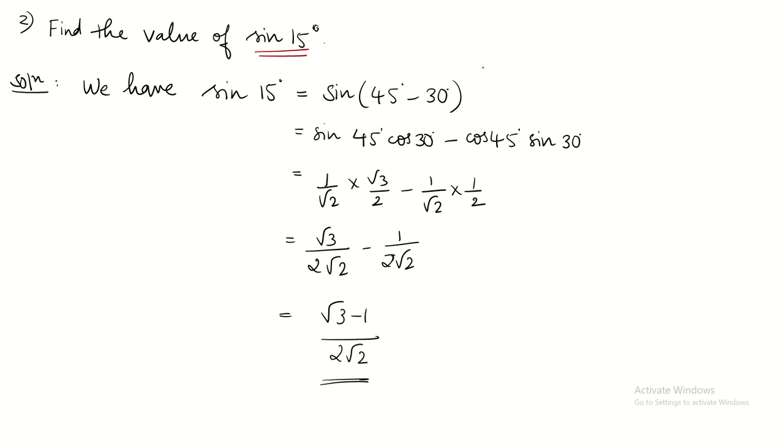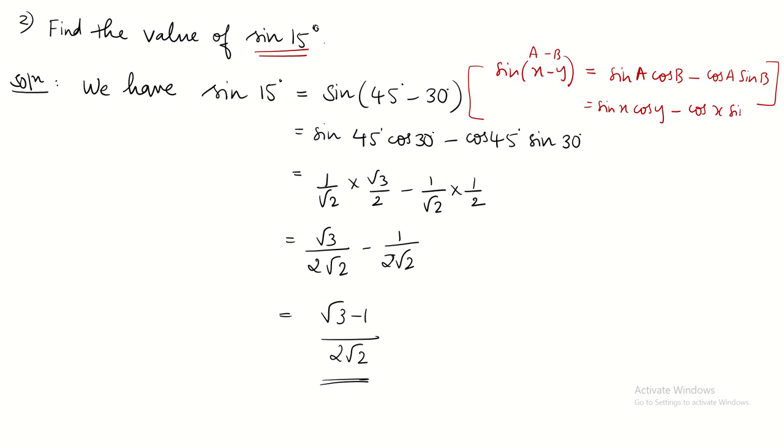So here you have to use the formula sine of x minus y, or sine of a minus b. What is the formula? Sine a cos b minus cos a sine b. This is the formula. Or we will be writing sine x cos y minus cos x sine y. Any one you can use. So here 45 is your a, 30 is your b. The next line we will be using this formula.